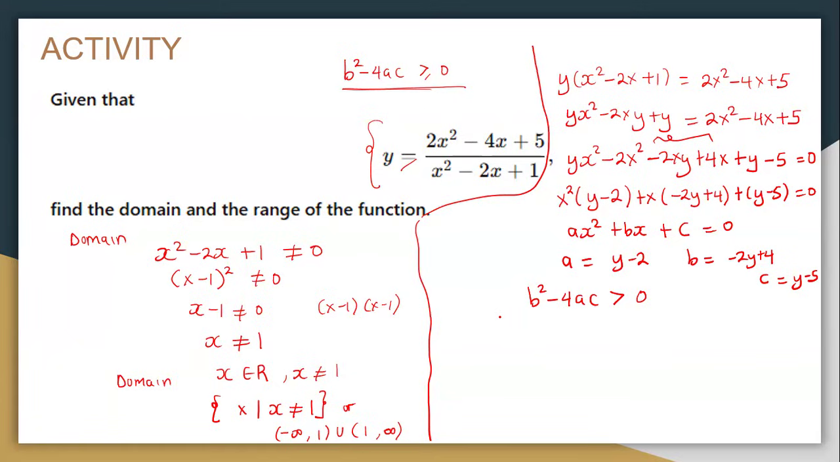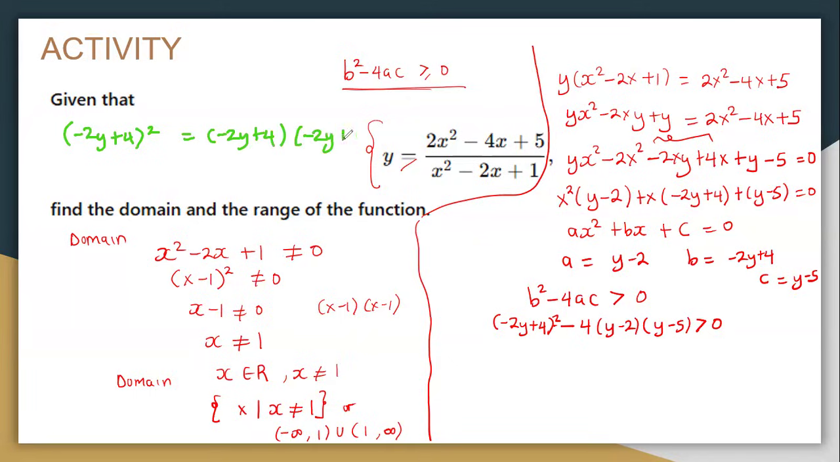Now here I'm going to have my b as negative 2y plus 4, squared, minus 4 times a, which is y minus 2, times c, which is y minus 5, is greater than 0. Now, the next point is I'm going to open up my brackets. Allow me to open up from here, but I know at this level, we expect that you now know how to open the brackets very well without any challenges.